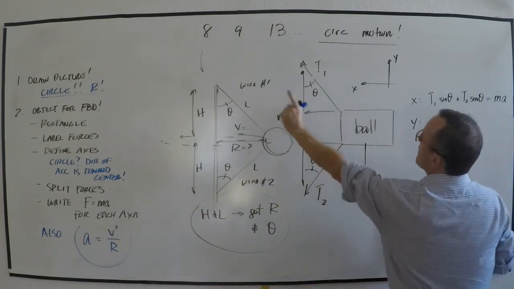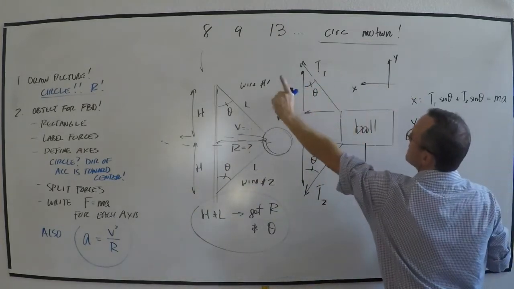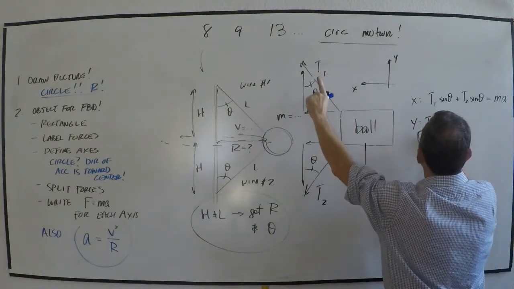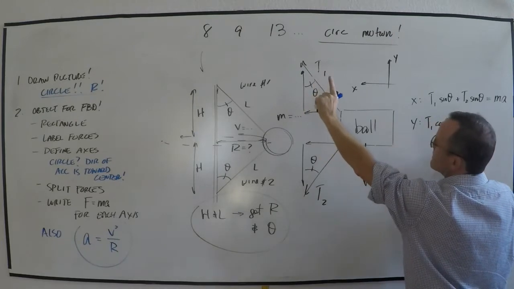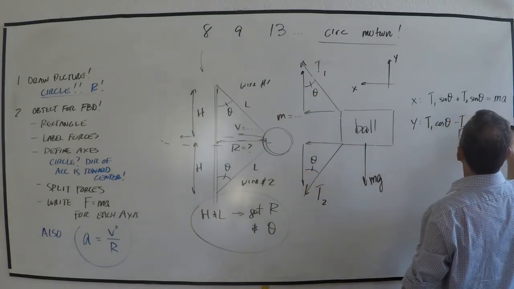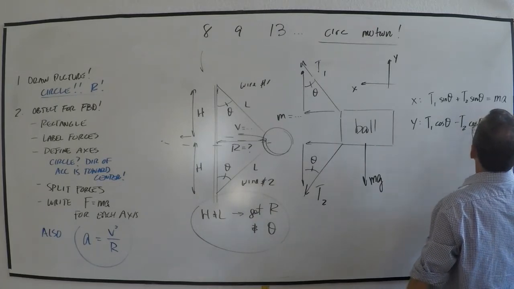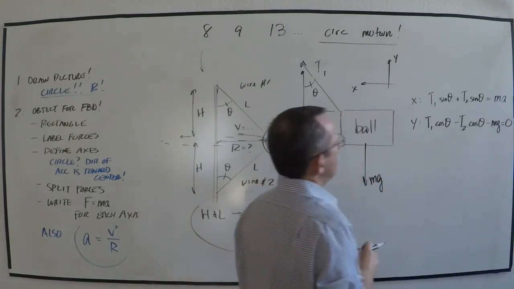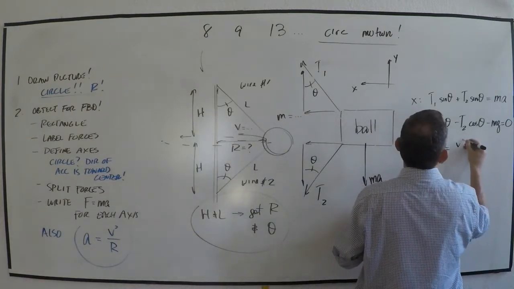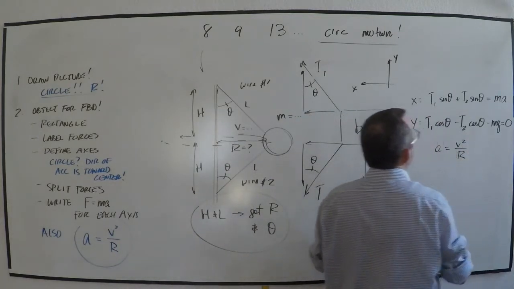What about the y equation? I need everything up minus everything down. The only thing up is T1 cosine theta. Down I have T2 cosine theta, and I have mg. Also, a is v squared over r.